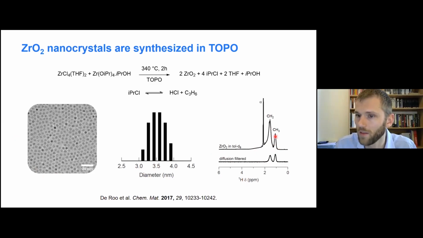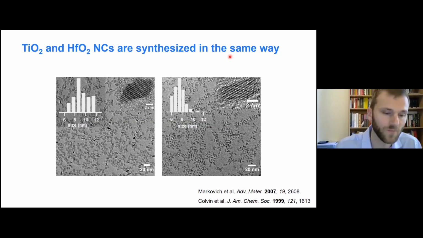We see two peaks, a methyl and some methylene moieties, that agree with what everybody thinks, which is that TOPO, this trioctylphosphine oxide, is not just a solvent, but it's also the surfactant. It's binding to the surface. And this is a very useful way of synthesizing nanocrystals. And people have not only done this for zirconia, but also for titanium oxide, hafnium oxide. So it's an important synthesis out there, and many people that need hafnium oxide actually make it in this way. But everybody assumes that TOPO is bound to the surface.